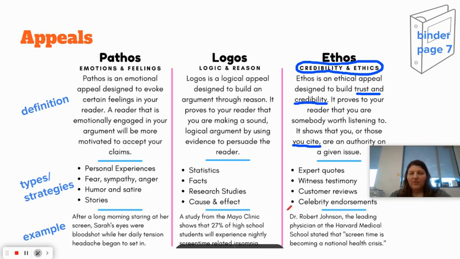The example we have is Dr. Robert Johnson, the leading physician at the Harvard Medical School, stated that screen time is becoming a national health crisis. This is a quote from an expert. So this is a doctor who is a leading physician at the Harvard Medical School. And Harvard Medical School is a prestigious university, a prestigious medical program, and we should be able to trust what someone coming from that program says and does because of the credibility of that program.